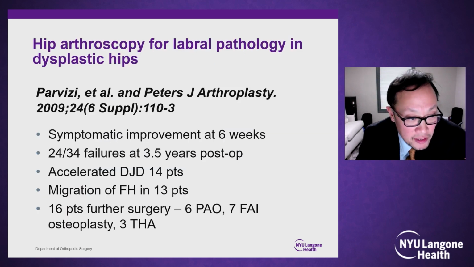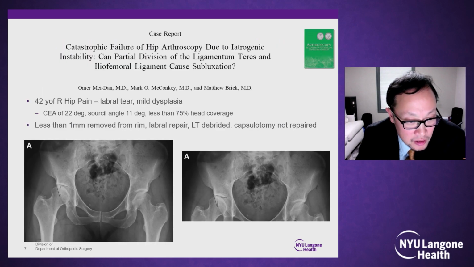And then Parvizi in 2009 looked at 34 patients at 3.5 years who underwent hip arthroscopy for labral pathology in the setting of dysplasia. 24 out of 34, which is a super high number, had failures. Accelerated arthritis in 14, migration of the femoral head in 13, and 16 patients, almost 50%, underwent further procedures, of which included periacetabular osteotomies as well as a hip replacement.